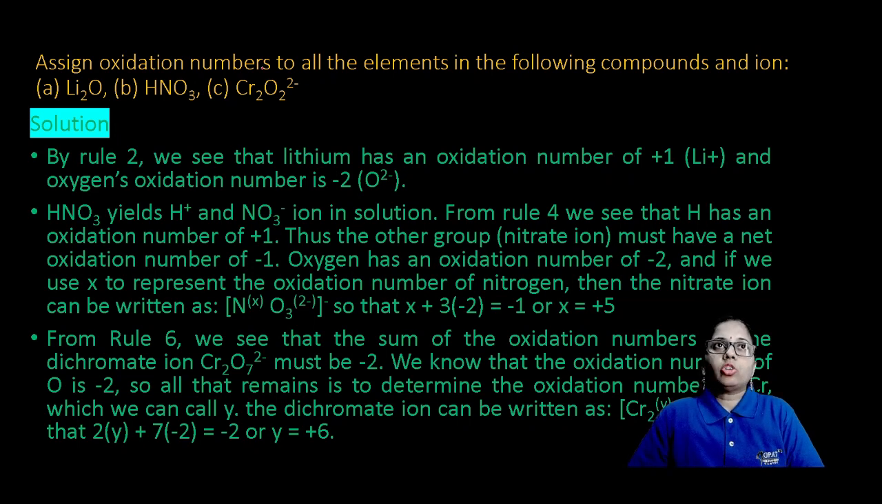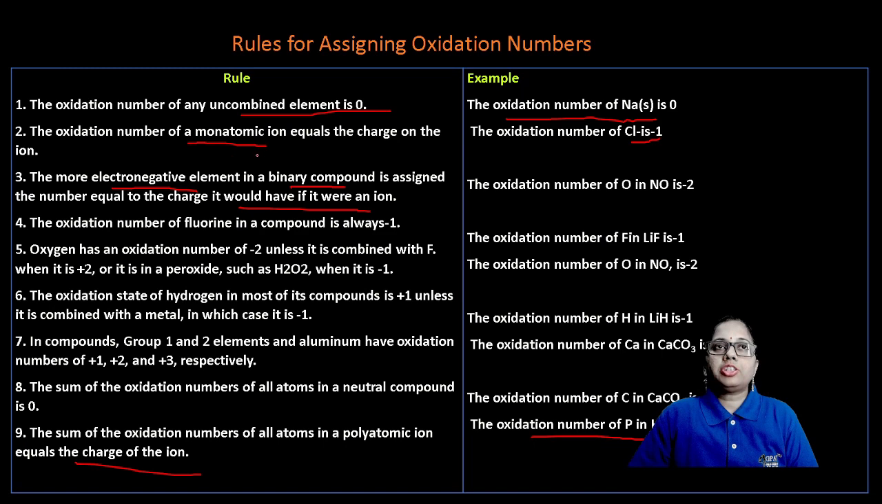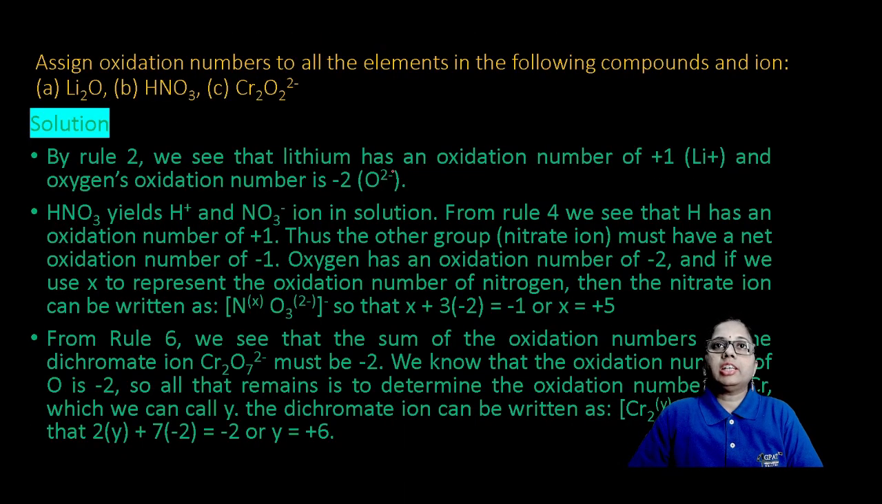Now, assigning oxidation numbers to the elements in the following compounds. Let us see one example. Take lithium oxide, HNO3, nitric acid, and Cr2O7 2-. By rule 2, what is rule 2? The oxidation number of a monoatomic ion equals the charge on the ion. So we see that lithium has an oxidation number of +1, Li plus, and oxygen's oxidation number is -2. Similarly, nitric acid HNO3 yields H plus and NO3 minus ions in solution.